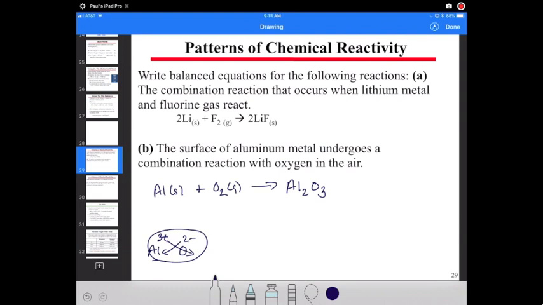Put a 2 coefficient in front. That makes how many oxygens? 6, correct? And then how do I make 6 on the reactant side? I put a 3 in front. Am I done? No. Aluminum, as they say in Britain. How many do I need over on the reactant side? 4. Ooh, you've done it.